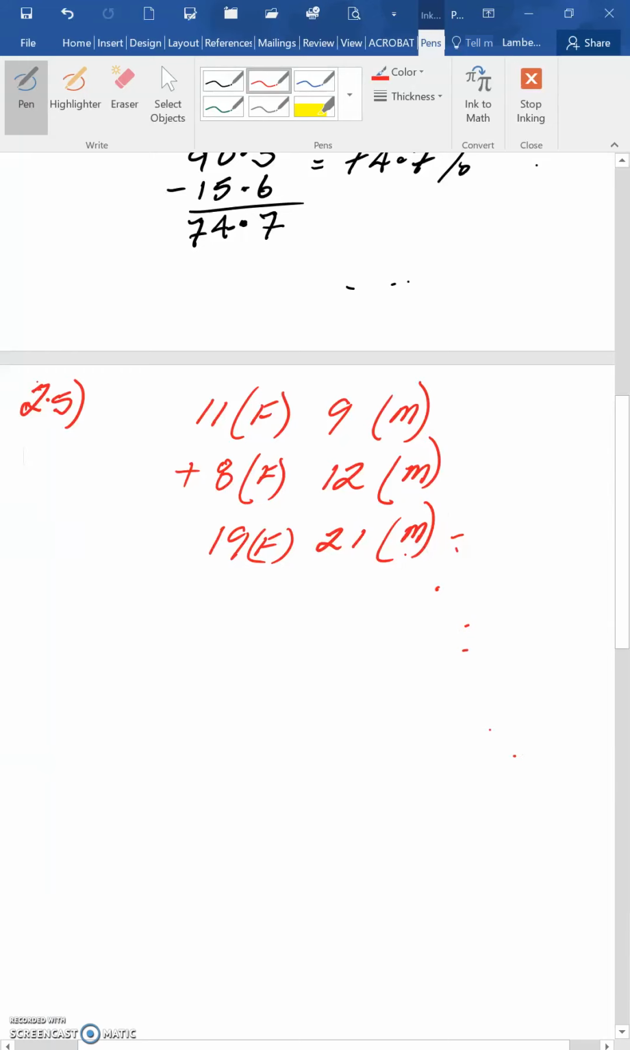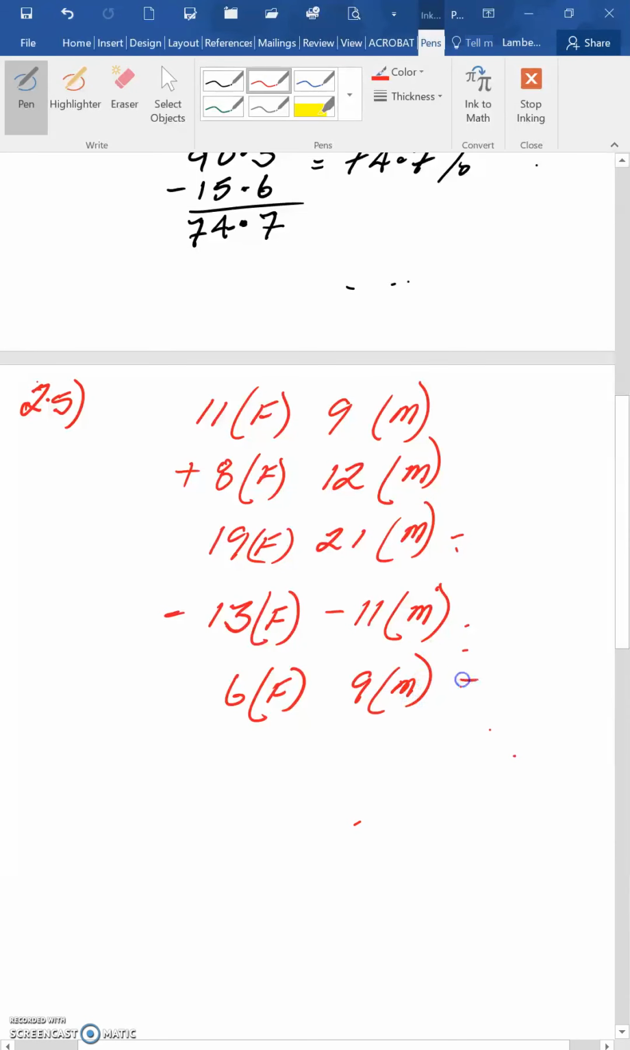And then we're told that there are a number of people who leave. So there are 13 females who leave. And there are 11 males who leave. And we want to work out how many people are left who are male and female as a percentage. So we've got 6 females left, and we've got 9 males. So we've got a total of 15 people.